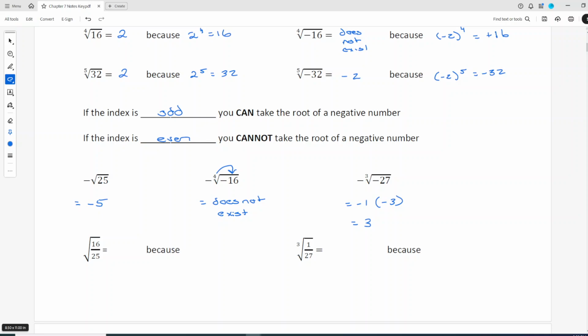And then the last thing we're going to do is throw in some fractions. So what if I have the square root of 16 over 25? Well, the nice thing is you can just do the square root of 16 is 4 over the square root of 25 is 5, because you can do them separately, because 4 fifths squared is 16 over 25. So if it was a cubed root, you could do them separately as well. You could do the cubed root of 1 is 1 over the cubed root of 27 is 3. And again, that's because 1 third cubed would give me 1 over 27.